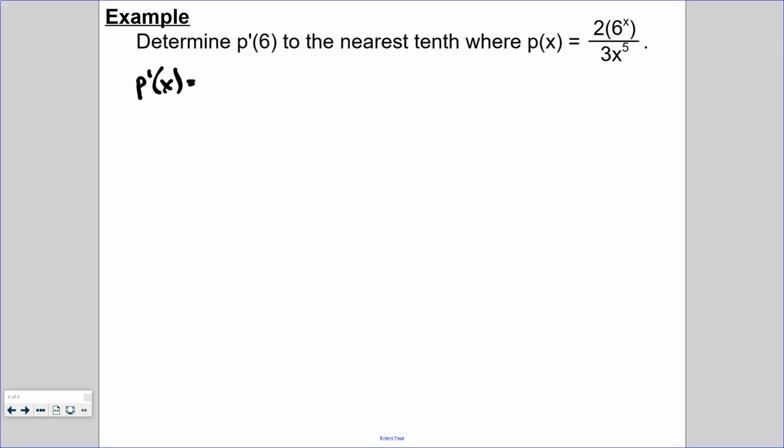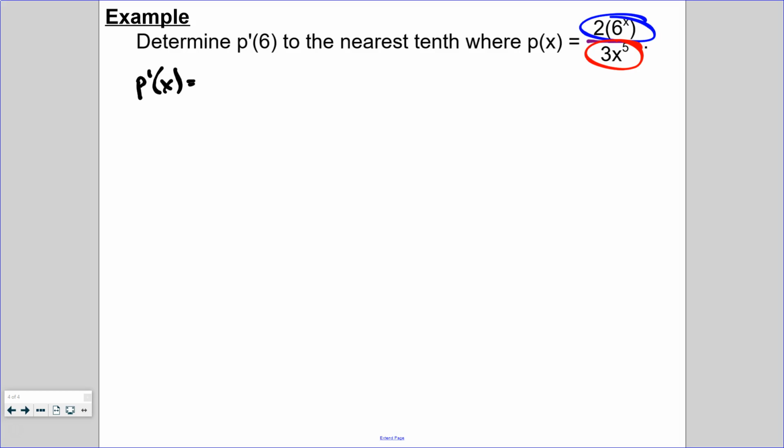And if we look here, we can see that we are taking 2 times 6 to the x power and dividing it by 3x to the fifth. That means we need to use the quotient rule, and we need to identify both our top and our bottom functions. So we're going to identify the top as being 2 times the quantity 6 to the x power, and our bottom being 3x to the fifth. Quotient rule says we take the derivative of the top function first.